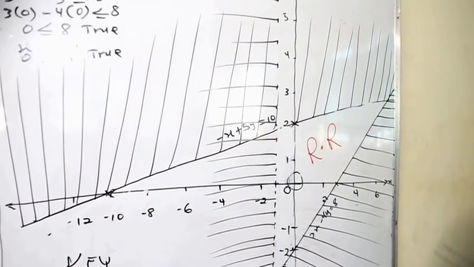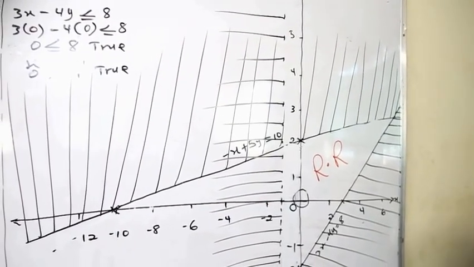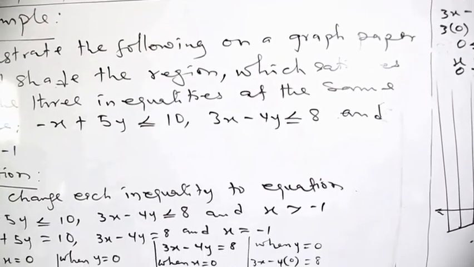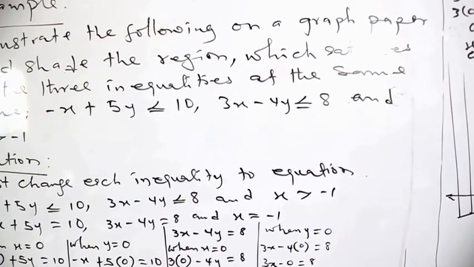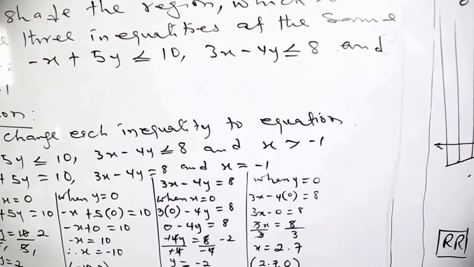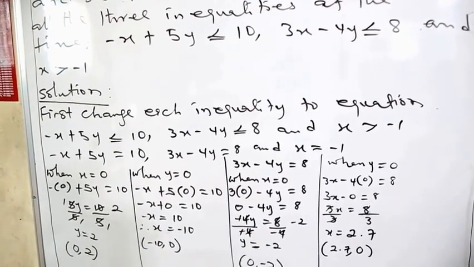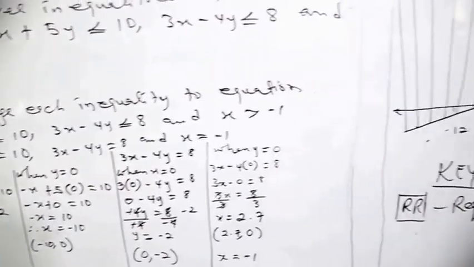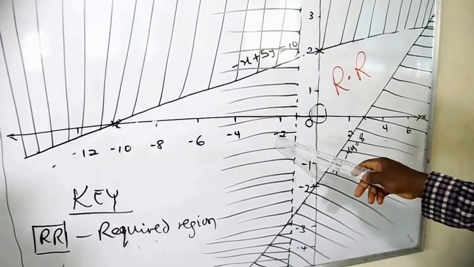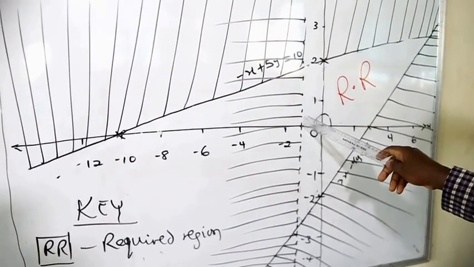Then the last one is the last inequality, which is x is greater than minus 1. That one involves just one variable. So, converting into equation, we are going to have x to be equal to minus 1. Let us identify where x is minus 1. If this one is 0 and this one is minus 2, minus 1 should be somewhere here.